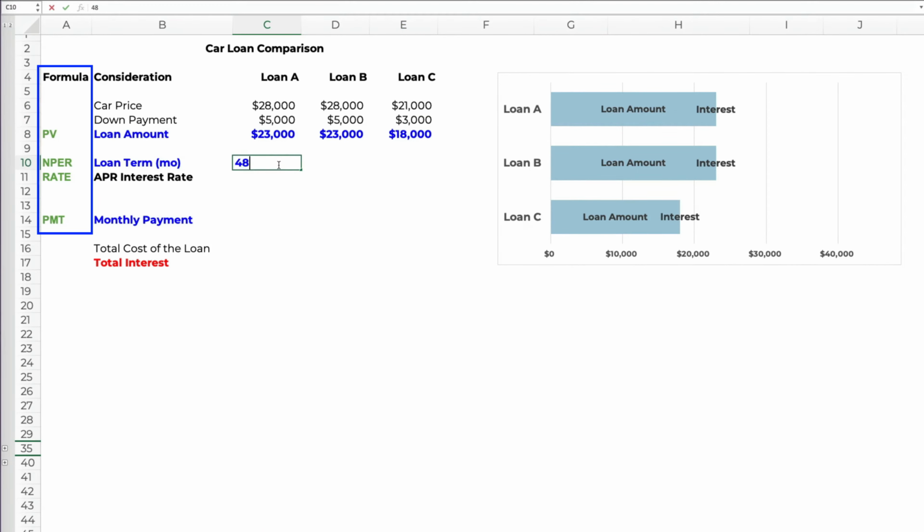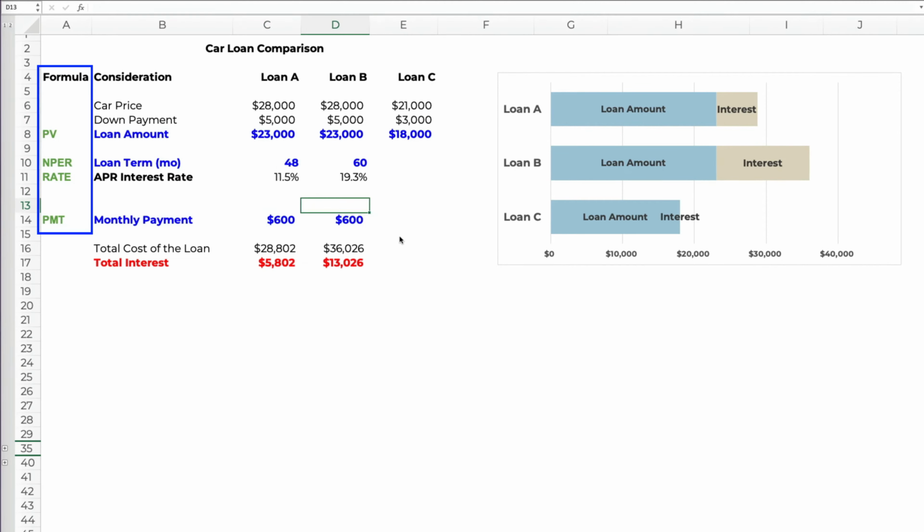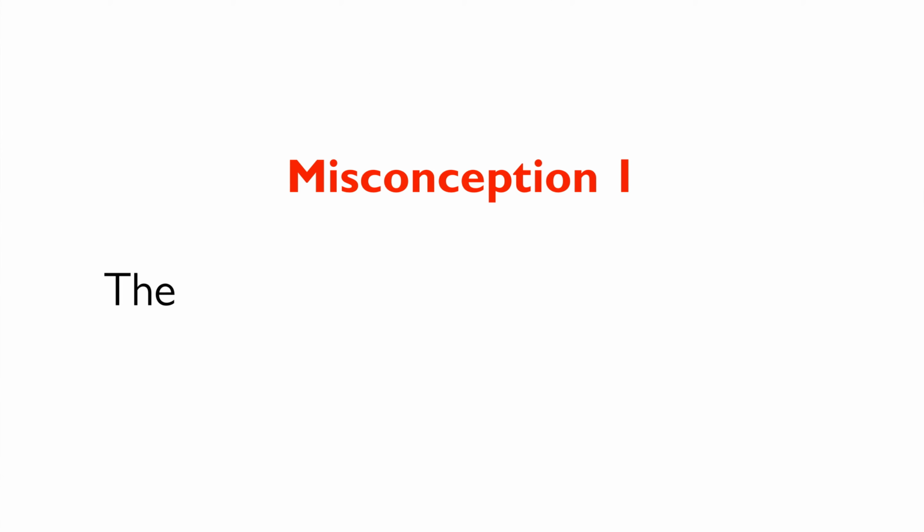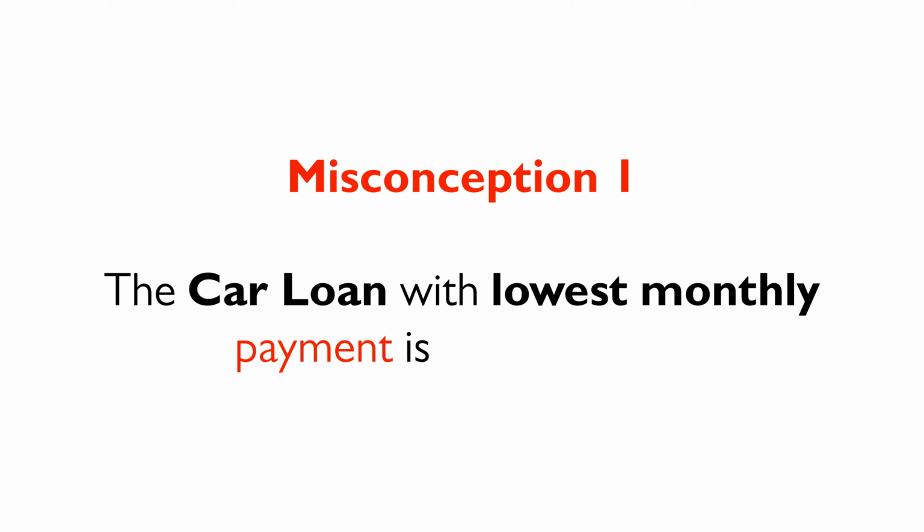If you want to learn how to calculate the monthly payments, interest rate, loan terms, or loan amount, see my car loan comparison video, but I placed the used formulas on the left for your reference. So let's start with the biggest misconception, that the car loan with the lowest monthly payment is always better.